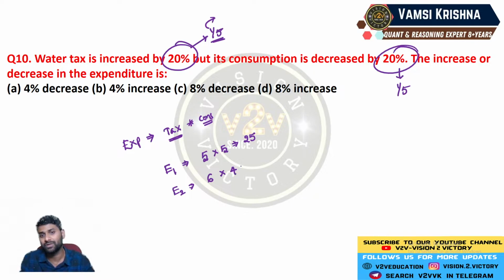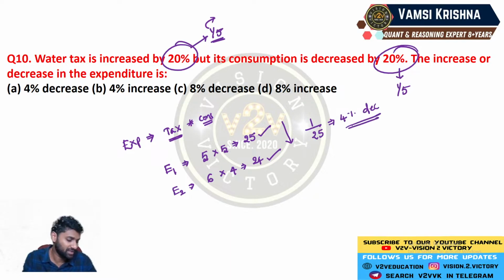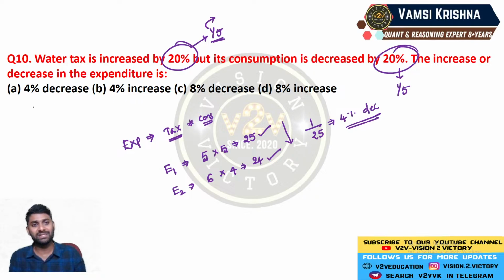And 1 unit decreases in the consumption. Now it becomes 4 units. Now 6 fours are 24. Now the initial expenditure is 25. Now the new expenditure is 24. Definitely it is decreased by 1 unit. Now your answer is 1 unit decrease for every 25 units. It is exactly equal to 4%. Now you should choose your option, whether it is an increase or a decrease. According to the calculation, it is decreased by 4%.